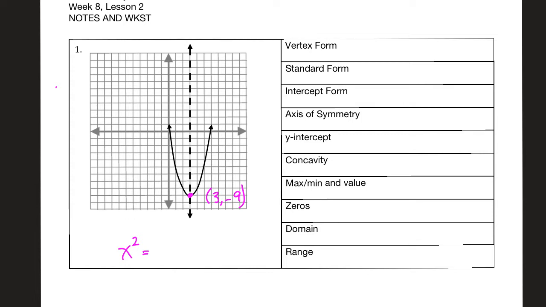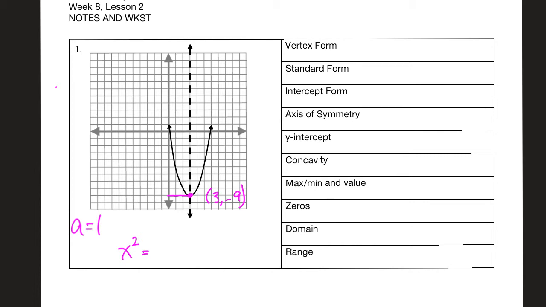If I go over 2, 1, 2, I should go up 4: 1, 2, 3, 4, because 2 squared is 4. Next, if I go over 3, and again, it doesn't matter whether I go left or right, if I go over 3, do I go up 9? Because 3 squared is 9: 1, 2, 3, 4, 5, 6, 7, 8, 9. And I do. So I can tell right now, just by doing that quick little check, that the a value for this is going to be 1.